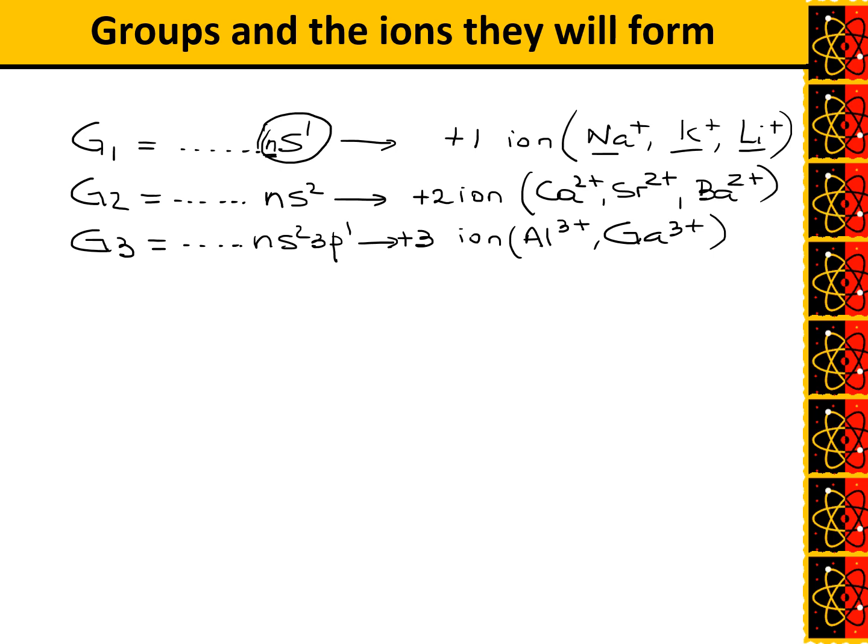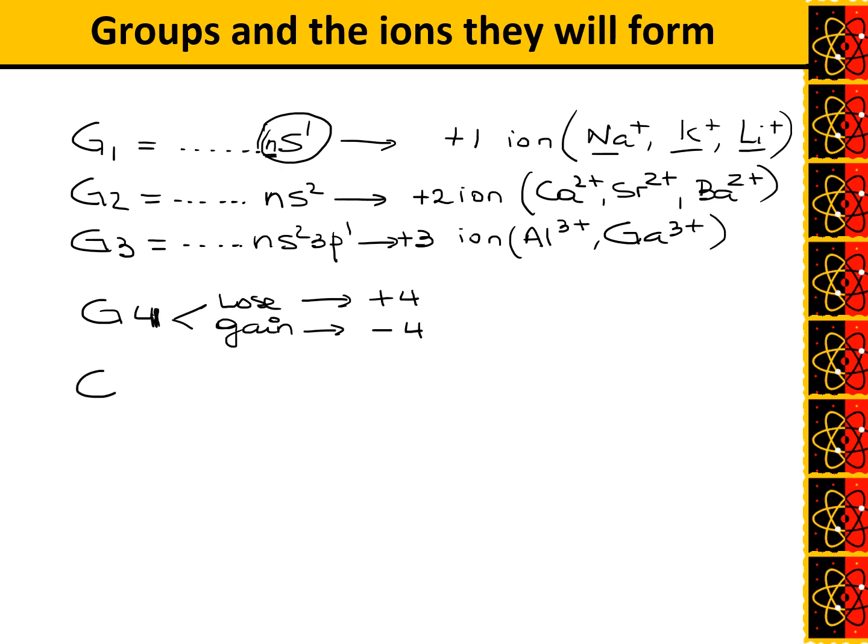Now, what happens in the group 4? Group 4, sometimes they lose, sometimes they gain. That depends on what they have in front. So if they lose, they're going to lose the 4 electrons. That is going to form the +4. Or if they gain the 4 electrons, they are going to form the -4. This is something that happens, for example, with a carbon.